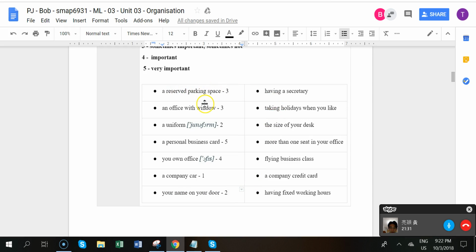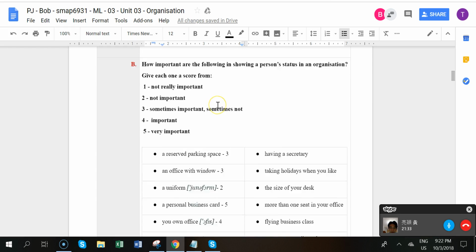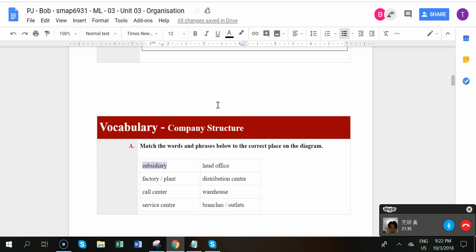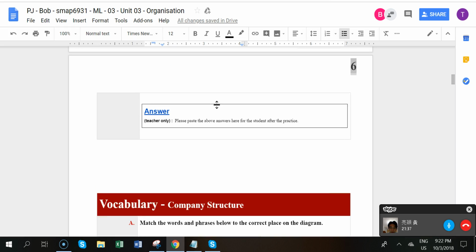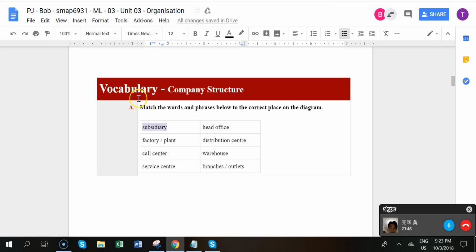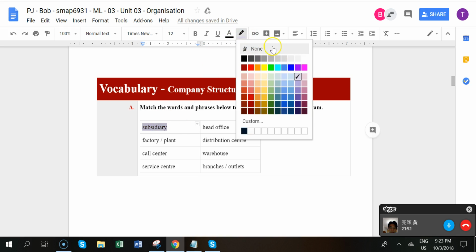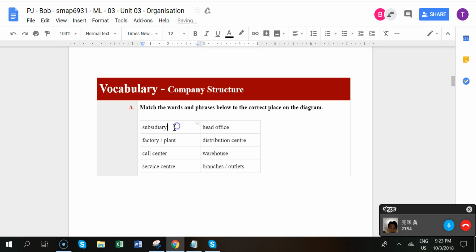Okay, so now we are going to move on to vocabulary on page number 6. Okay, so now this one is vocabulary. We will test your vocabulary and the definition and how you pronounce it. Okay, can you please read this one?